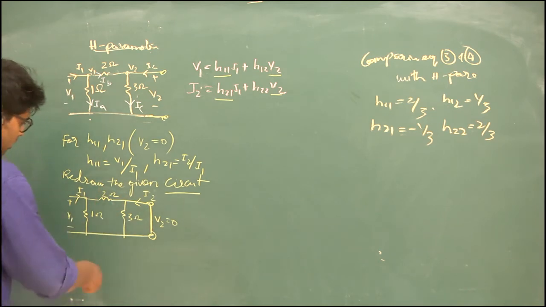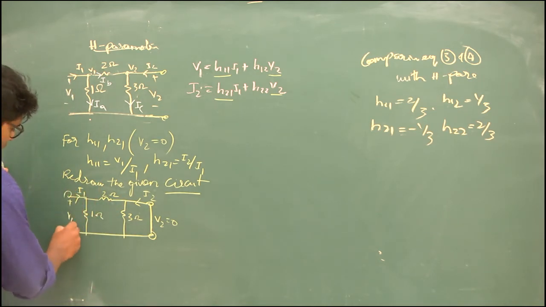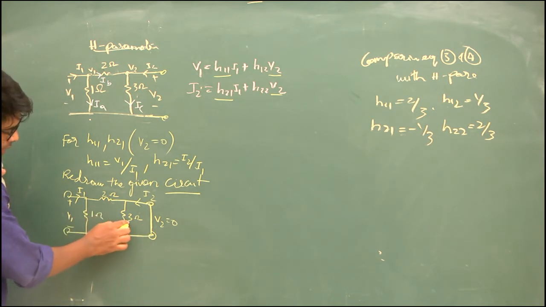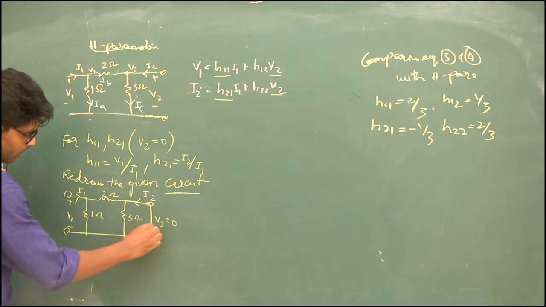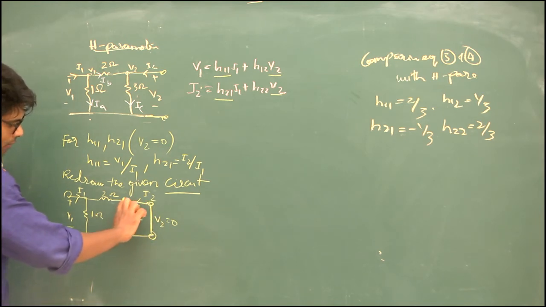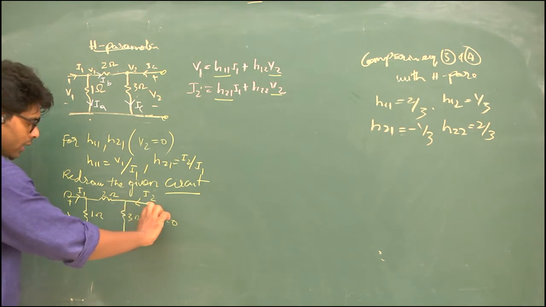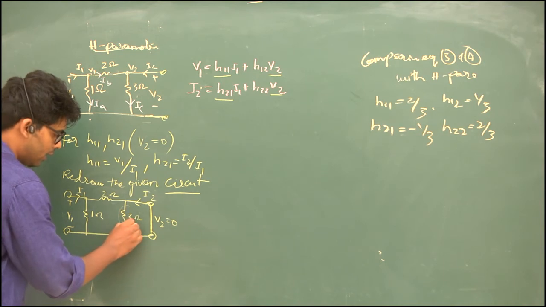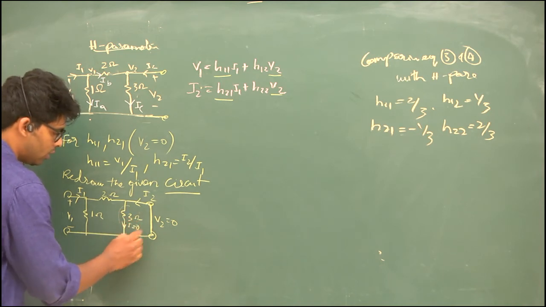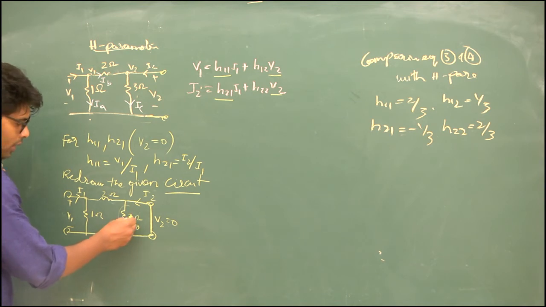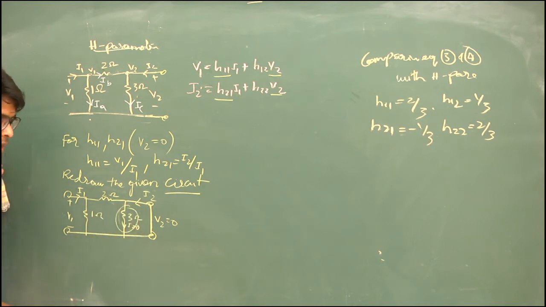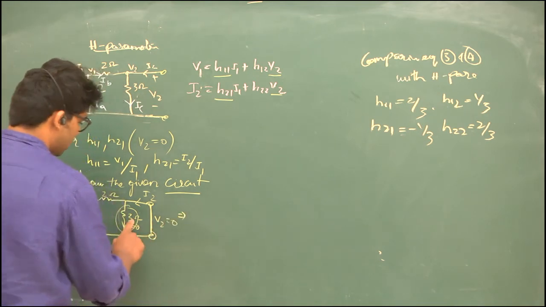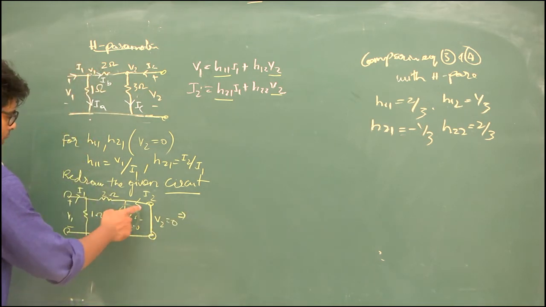So I am redrawing this circuit again. Look at this branch, the 3 ohm is getting shorted. What that means is, whenever any element is getting shorted, no current will flow. So in this, the current is 0. If current is not flowing, that element is not acting. Therefore we have to remove that element, so removing that element means open circuiting this entire thing.